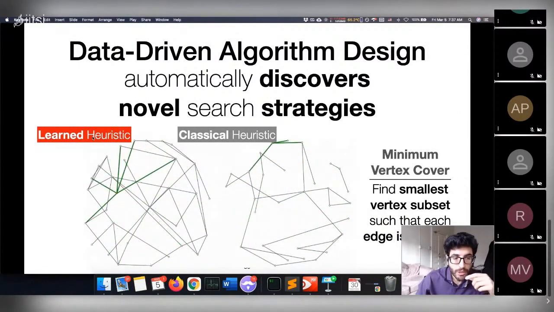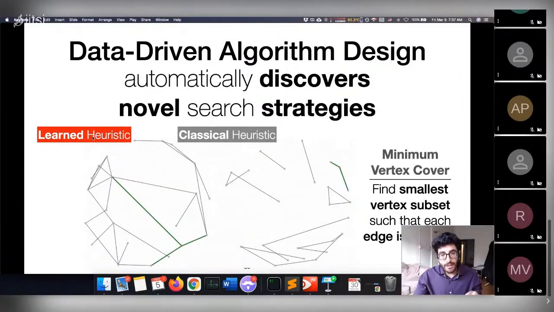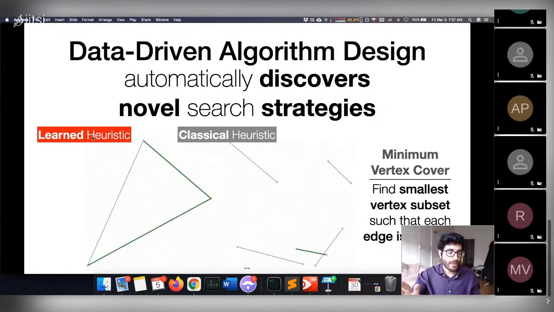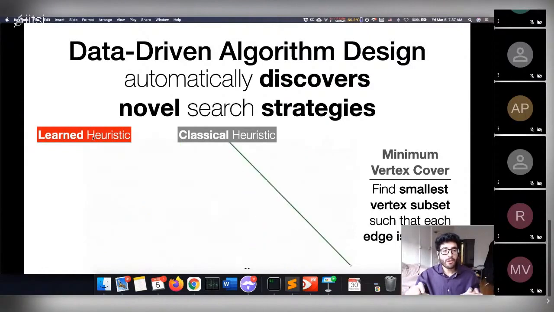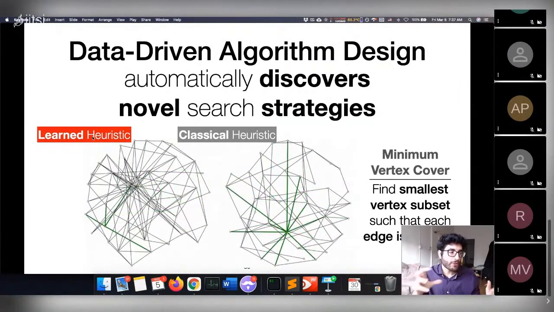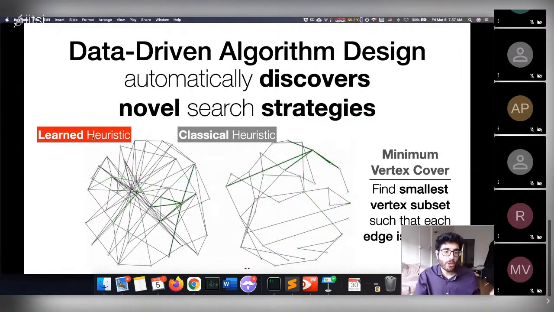So this GIF will repeat. But this is solving a vertex cover on a graph, learned heuristic with this method I described versus a classical greedy heuristic on the right. And the one that finishes the graph first is the one that found a smaller vertex cover. So finishing earlier is better.